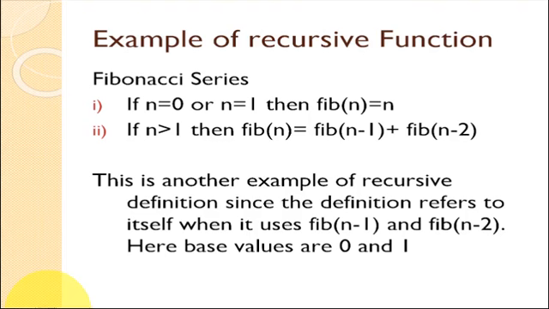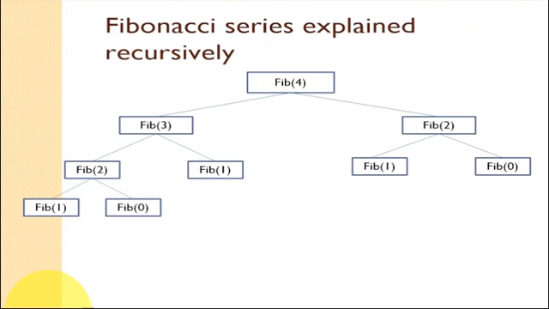This can be explained diagrammatically as follows. For example, consider if we want to calculate the fourth term of the Fibonacci series, it is the sum of the previous two terms, fib of 3 and fib of 2. Fib of 3 is again the sum of fib of 2 and fib of 1, whereas fib of 2 is again the sum of fib of 1 and fib of 0.